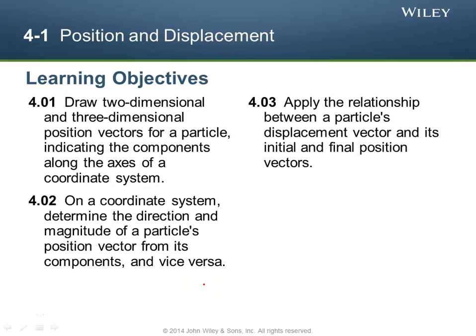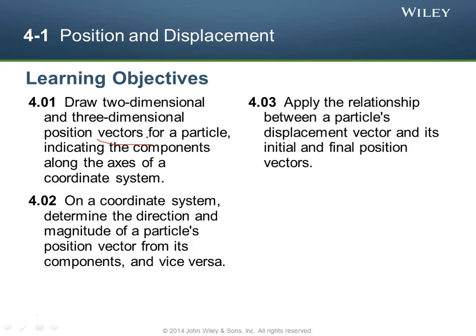In this video, we're going to begin to look at motion in 2 and 3 dimensions. And so we're going to start with position and displacement. And we're going to draw two-dimensional and three-dimensional position vectors. And so we're going to explain all of this through our vector notation for particles and objects moving. And we're going to use a coordinate system to determine the direction and magnitude of the particle's position vector. And we're going to apply the relationship between a particle's displacement vector and its initial and final position vector.